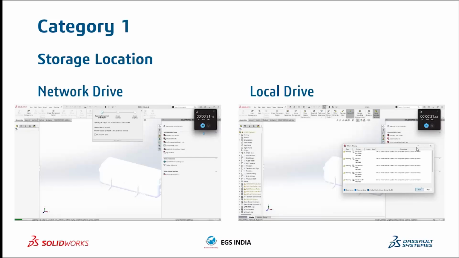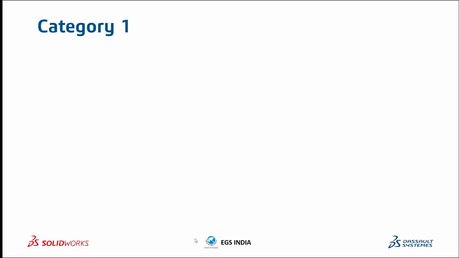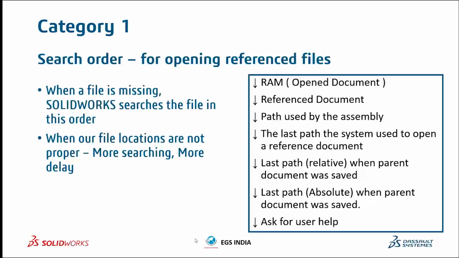What do I mean by missing references or file references? So if you look at it over here, every assembly is going to refer to n number of components. It can be its own sub-assemblies and its own parts inserted within the assembly, or it can be files that are referenced by those sub-assemblies and part files.